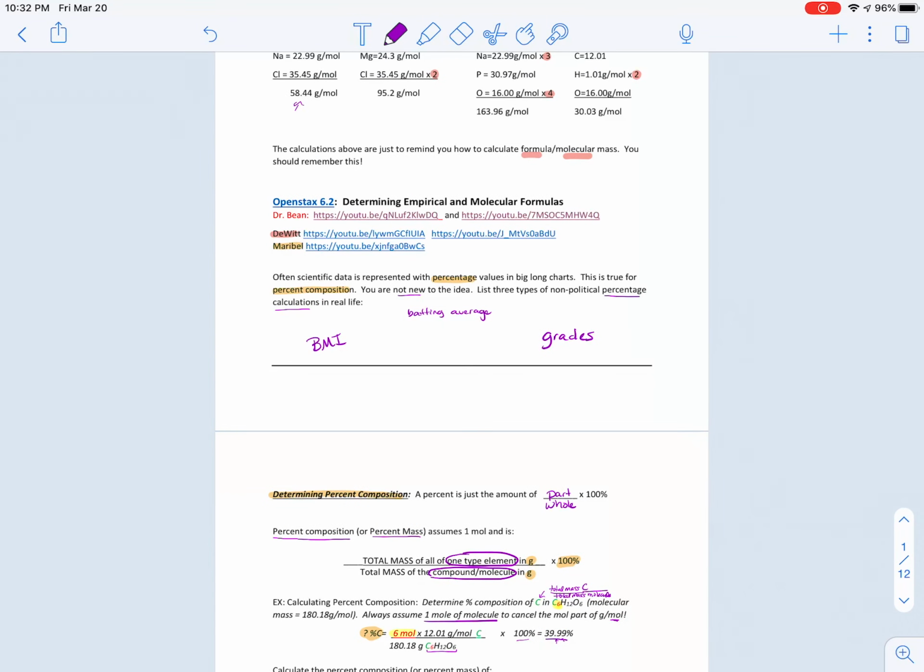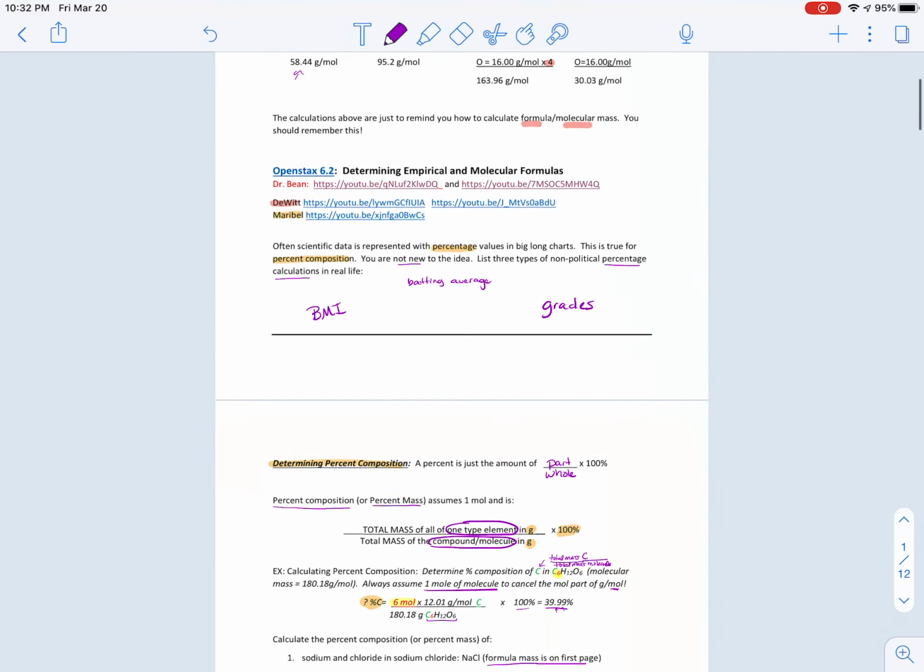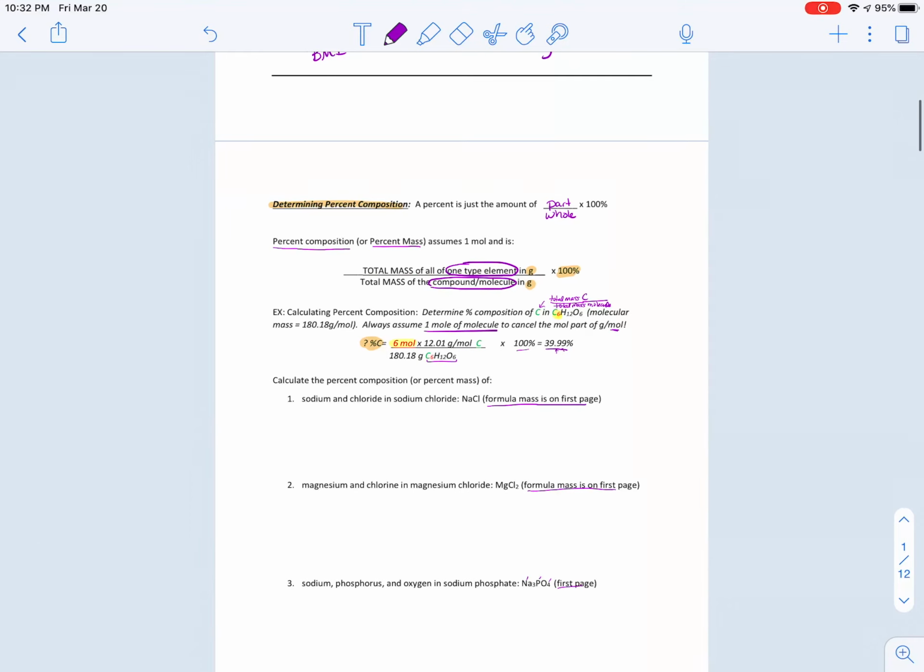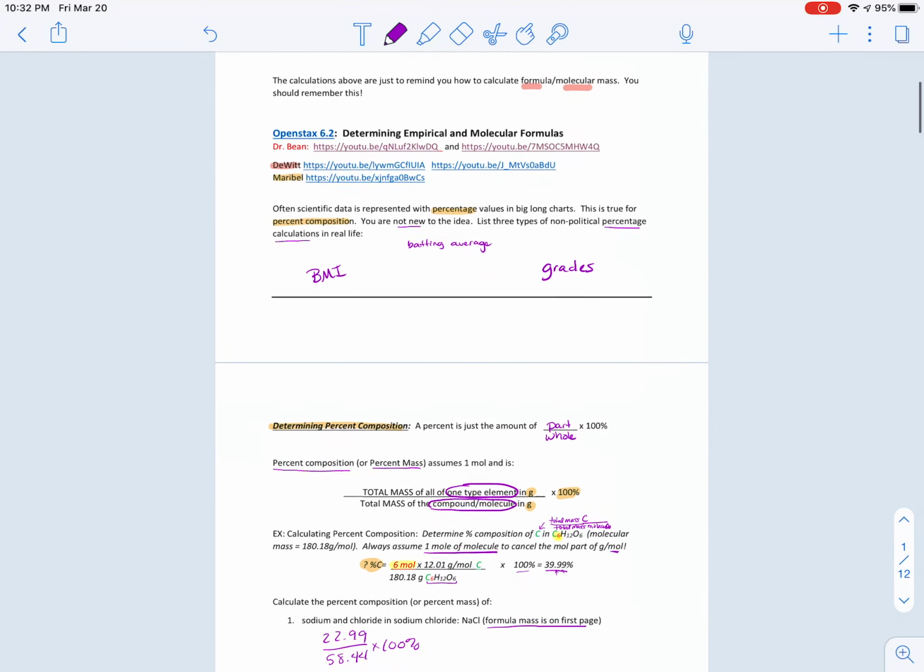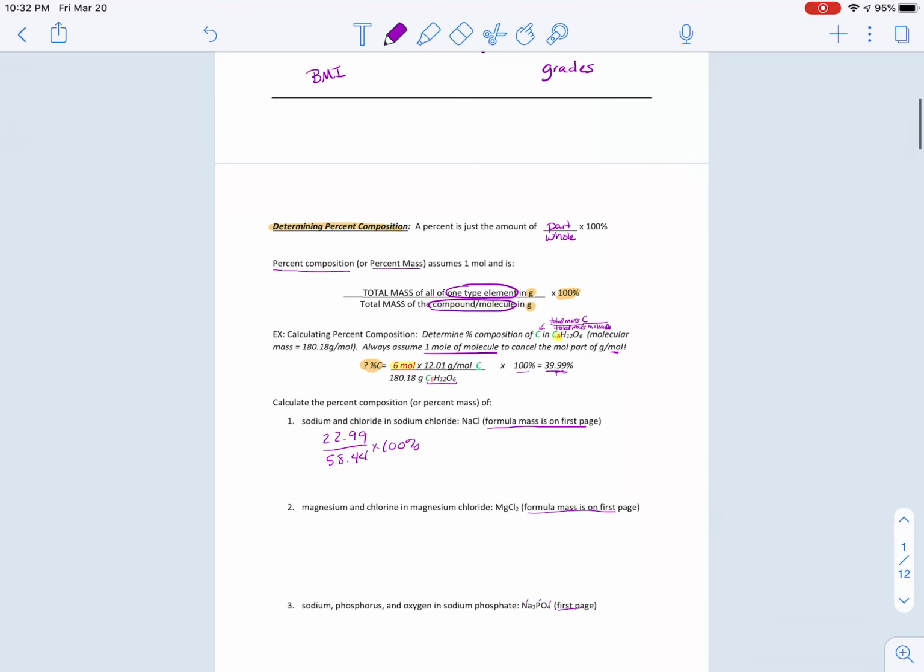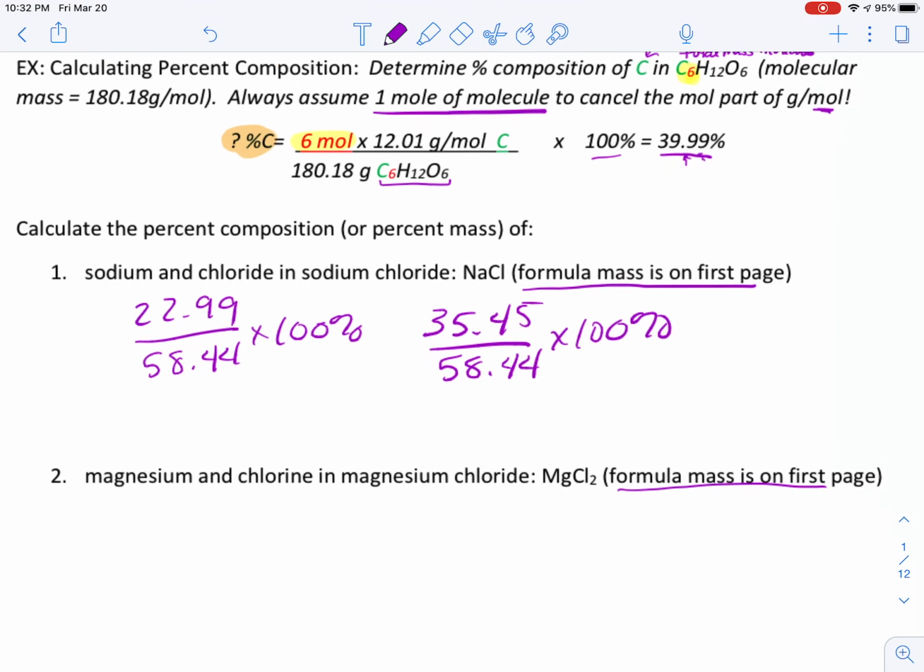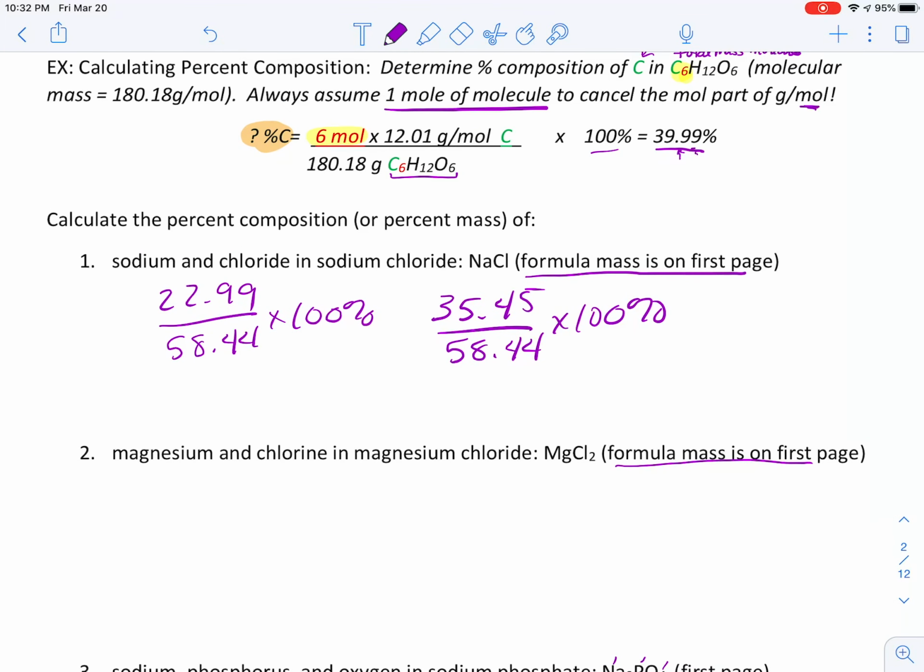All right, so I'm going to go back up and grab the NaCl number. It's right here, that 58.44, and I'm going to make sure I've got the other two numbers handy also, the 22.99. So 22.99 divided by 58.44 times 100%. And if I want to do the chlorine, I can say 35.45 divided by 58.44 times 100%.